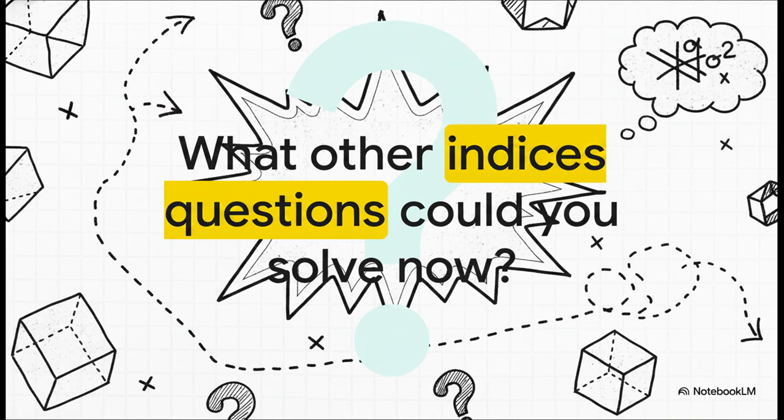And that's why this stuff really matters. You haven't just learned how to answer one question. You've basically unlocked the skills to tackle a whole bunch of other, more complicated indices problems. So now that you've got these 2 rules down, what other exam questions do you think you could take on?